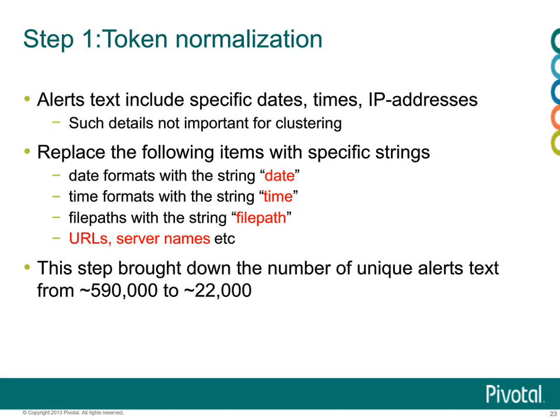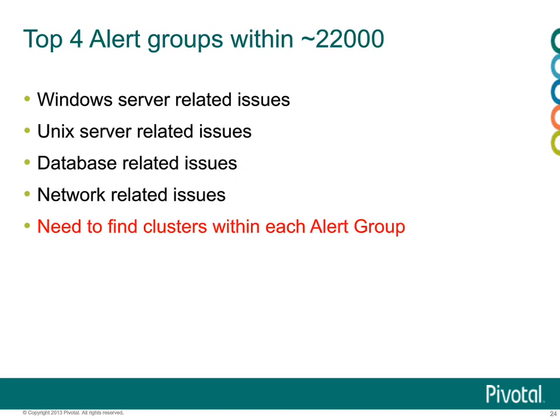And we also had some metadata associated with each alert, which said whether it was a Windows Server related issue or a Unix Server related issue or a database related issue or a network related issue. So basically we have now grouped the alerts into 4 different buckets, and now we just have to look at finding clusters within each of these alert groups. So the problem has been broken down into 4 smaller sub-problems.